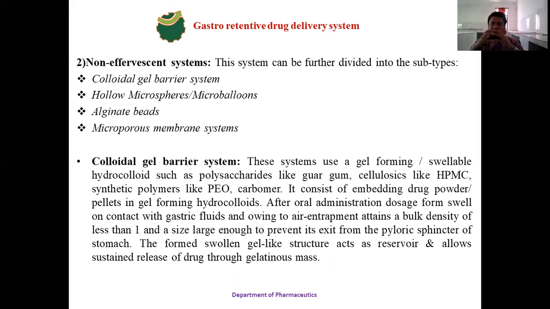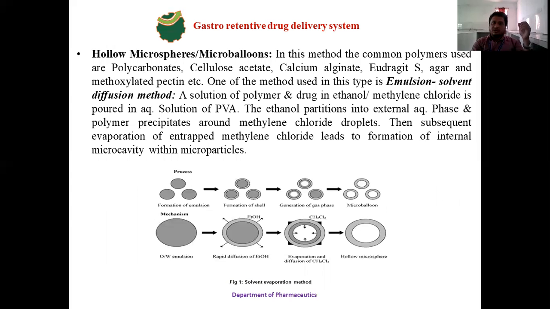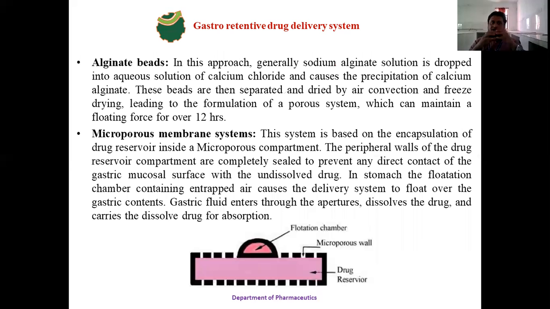Even because of its size, it will not exit through the pyloric sphincter. Then hollow microspheres: by an emulsion solvent diffusion method, we can make a microballoon or hollow microsphere. Inside there will be a porous system. The third one is alginate beads. There is a use of sodium alginate solution and a solution of calcium chloride, and there is a formation of calcium alginate beads.